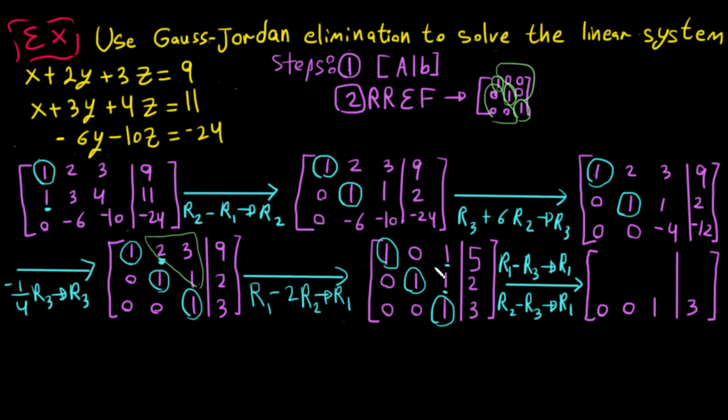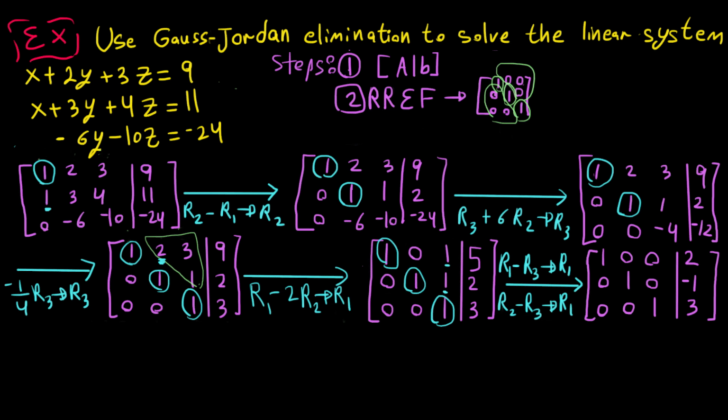We have to subtract with the third row. 1 minus 0, 1; 0 minus 0, 0; 1 minus 1, 0; 5 minus 3, 2. Then 0 minus 0, 0; 1 minus 0, 1; 1 minus 1, 0; 2 minus 3, minus 1.